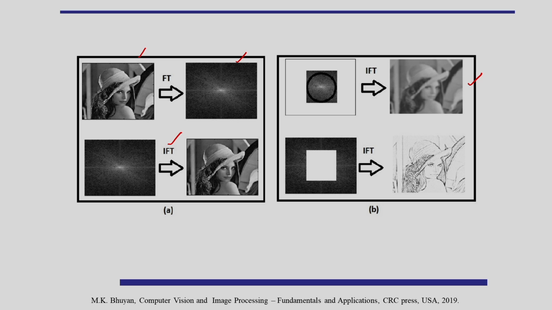In the other case, I am neglecting the central portion of the Fourier transformation. This portion I am neglecting. I am only considering the outside portion of the Fourier transformation, and I am applying the inverse Fourier transformation for reconstruction. Then in this case, I am getting the edges and the boundary, the fine details of the image. So, from this you can understand the concept of the low pass filtering and the high pass filtering.